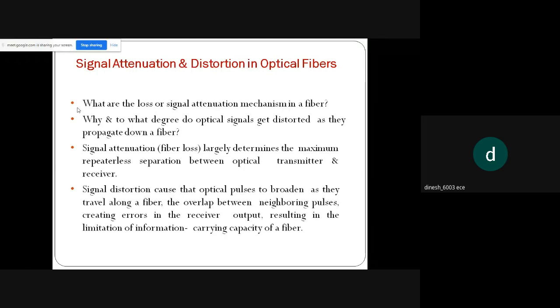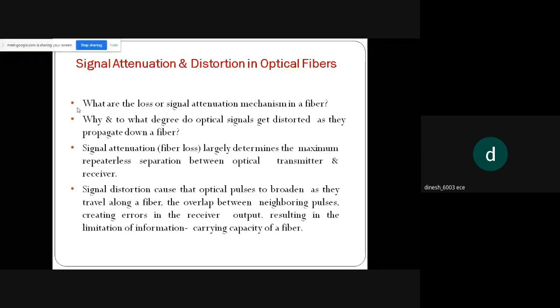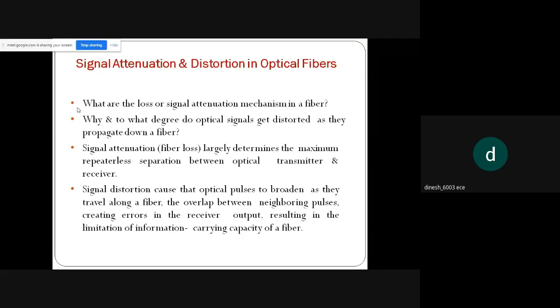Maximum repeaterless separation between optical transmitter and receiver. In an optical communication system, we have a transmitter section and a receiver section. This signal attenuation determines the maximum separation of them, as fiber losses. Signal distortion will cause the optical pulses to broaden, rather than narrowing, as they travel along the fiber.